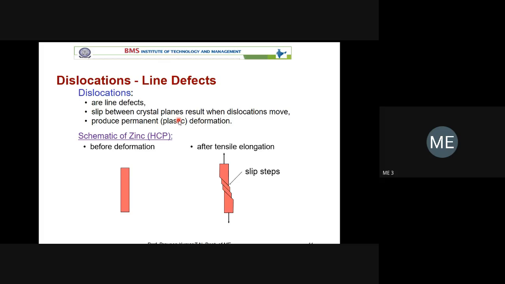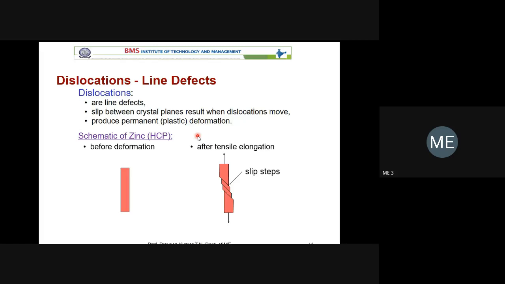So it will look like one triangular plane. Now, slipping takes place at a particular crystallographic plane. I am talking about the crystallographic plane. Not on all planes may the slipping take place. Only at certain crystallographic planes does the slipping take place. Those planes are referred to as slip planes. Now, they produce permanent deformation or plastic deformation.